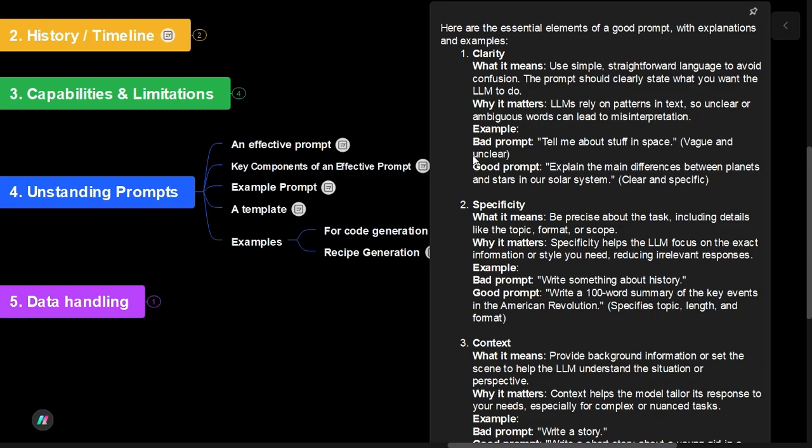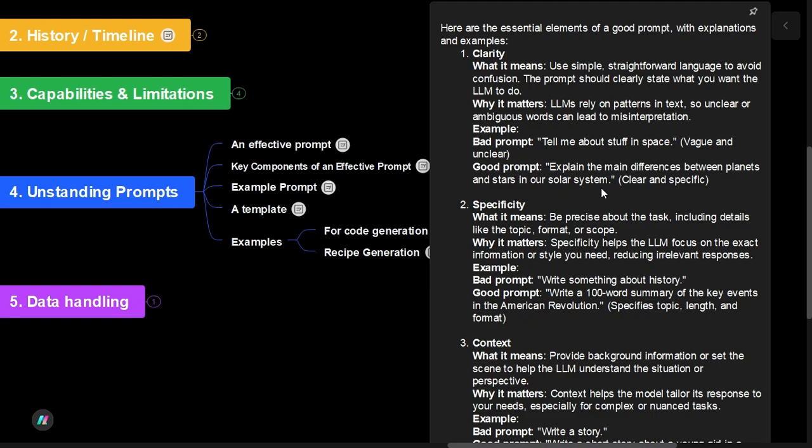An example is given. A bad prompt looks like "tell me about stuff in space." Why is it bad? Because it's very vague. What stuff are you talking about? It's very unclear, and the response from the LLM could be anything: stars, planets, and so on. Whereas a good prompt could be "explain the main difference between planets and stars in our solar system." You're very clear about your ask, specific that you want the differences between planets and stars, and specific about your solar system.